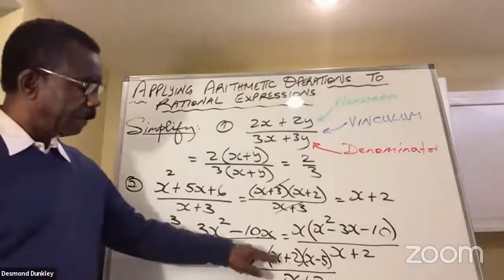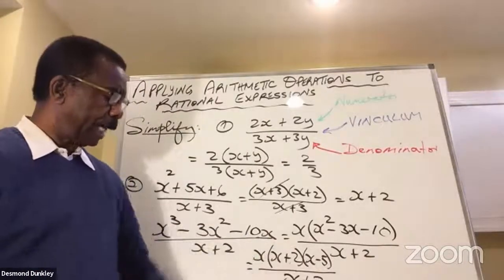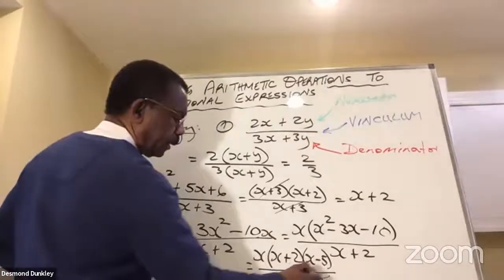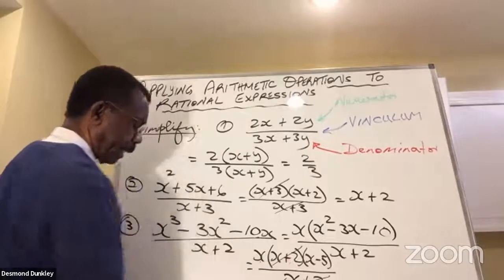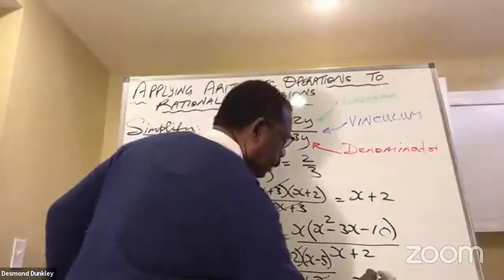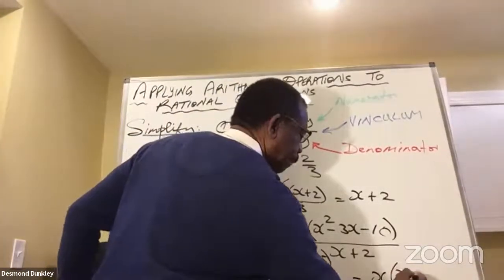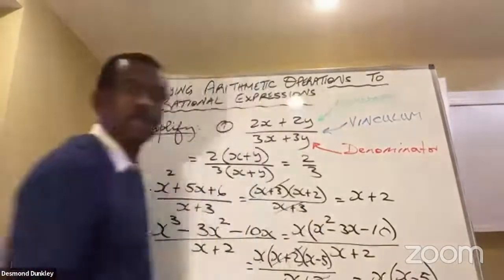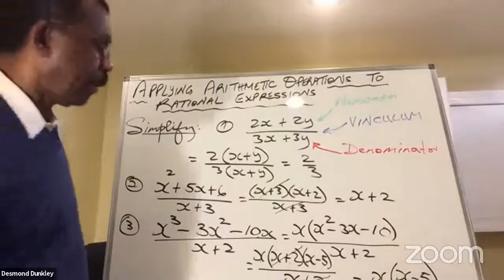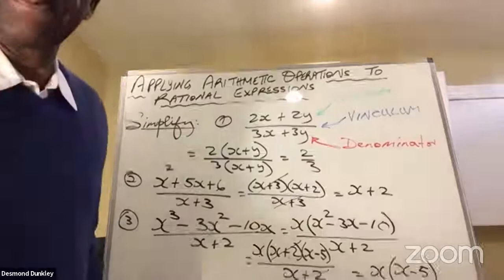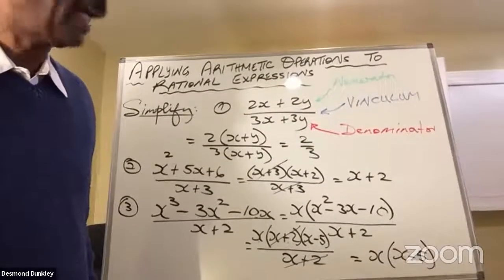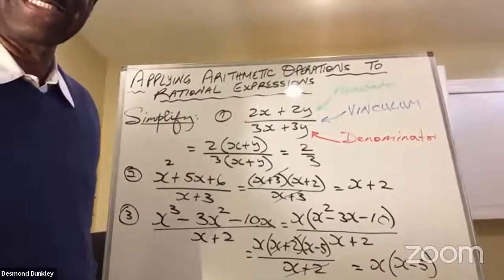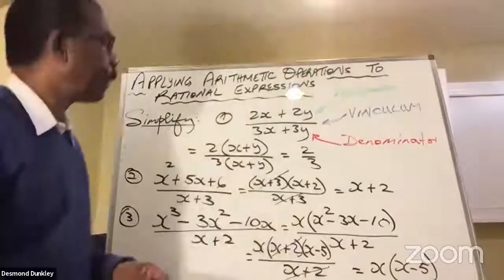So now I have x times x plus 2 times x minus 5 over x plus 2. So these cancel, and we're left with just x times x minus 5. That's the final answer, x times x minus 5. That was a little ugly, but that's what that is. Let's try something else.